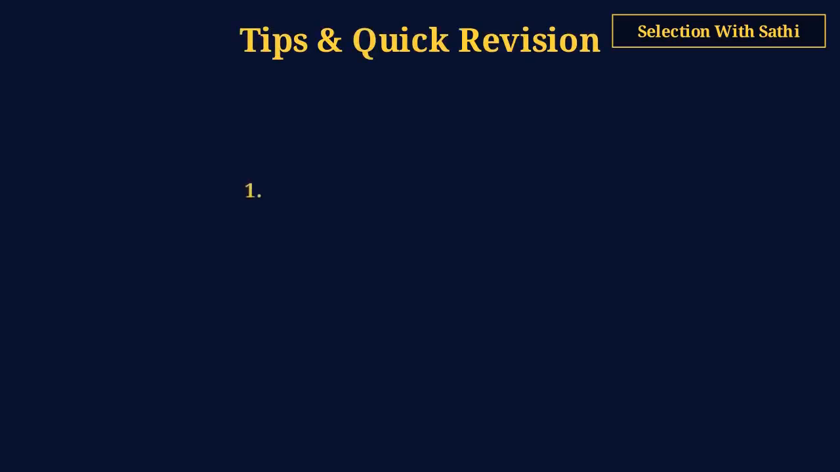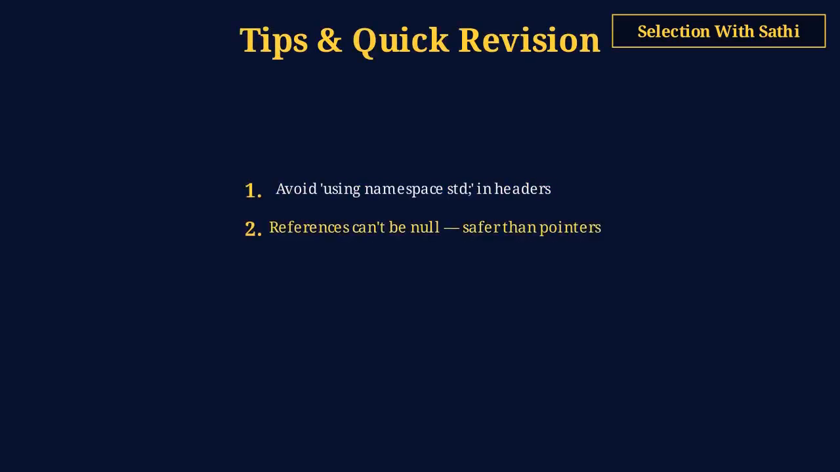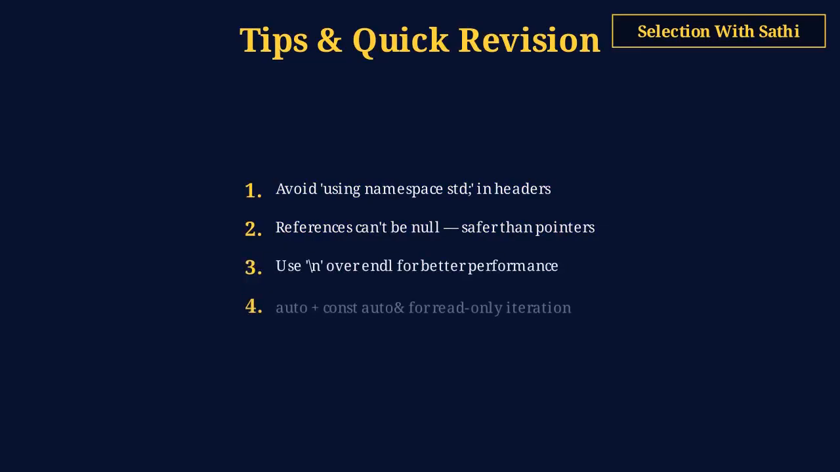Quick tips. Tip 1. Avoid using namespace std in header files, it forces the namespace on everyone who includes your header. Tip 2. References cannot be null or reassigned, use pointers when you need nullable or reassignable handles. Tip 3. Prefer \n over endl for performance, endl flushes the buffer which is much slower. Tip 4. Use auto& in range for loops to avoid copying large objects. Const auto& for read-only.